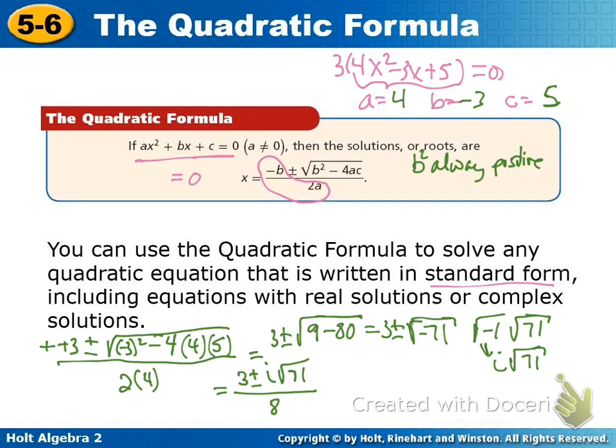So once you have simplified this down, you cannot touch what's on the inside, okay? The only things you can reduce is what's on the outside here. So that's your final answer? In this case, yes. So this would be your answer. So you have 2 answers, right? You have the 3 plus the I times the square root of 71 over 8, and then you have the 3 minus the I times the square root of 71 over 8.